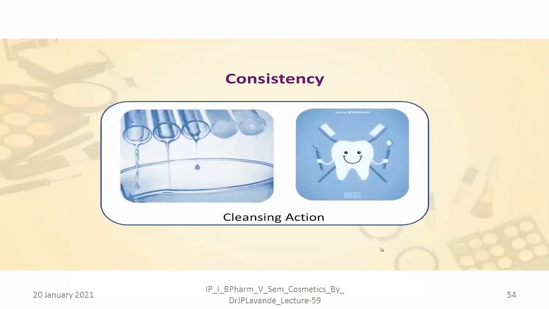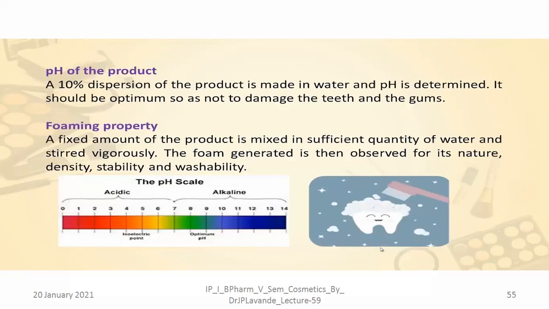Consistency and cleansing action. Consistency is most important in order to avoid spillage. As far as cleansing action is concerned, the teeth are cleaned with the toothpaste for a period of around 2 weeks, and the difference in cleanliness before and after is observed visually. pH of the product: a 10% dispersion of the product is made in water and the pH is determined. It should be optimum so as not to damage the teeth and gums. Foaming property: a fixed amount of product is mixed in a sufficient quantity of water and stirred vigorously. The foam generated is observed for its nature, density, stability, and washability. That is the foaming property.